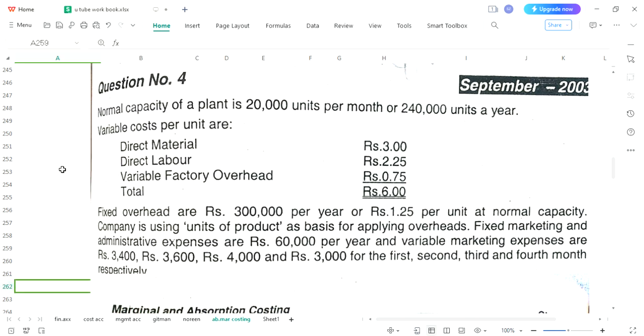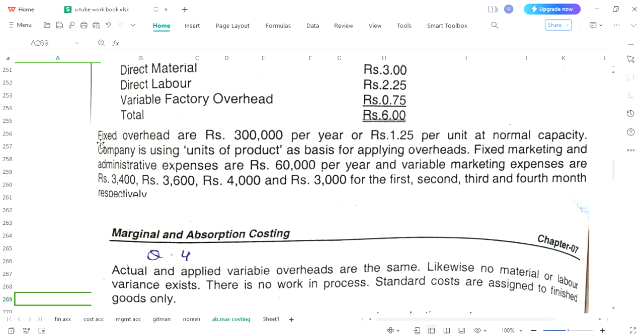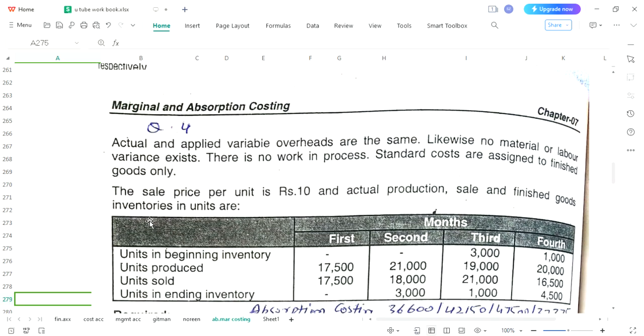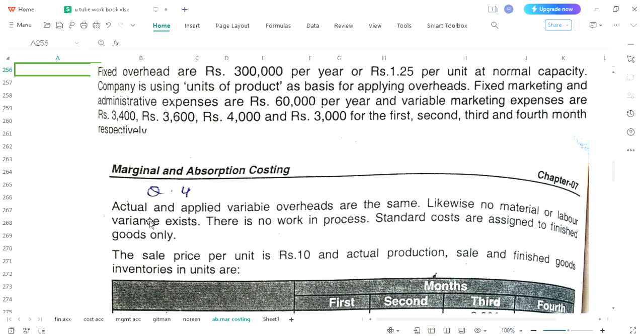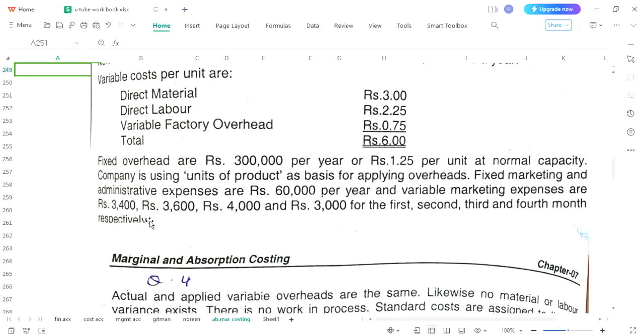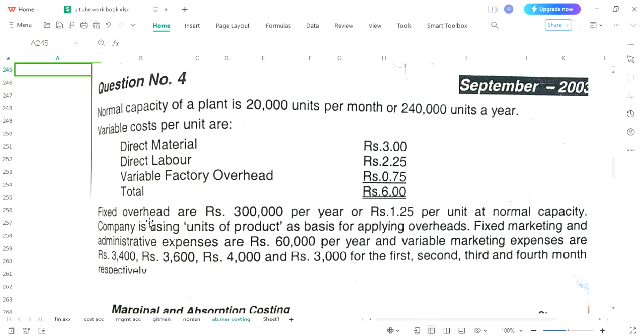Here, the first thing you should see is the chapter name, absorption and marginal costing, and that two different pages are being used. Over here you can see the length of this question, but again we will be involved with the same proforma, nothing would be changed. Every element regarding the proforma would be the same.